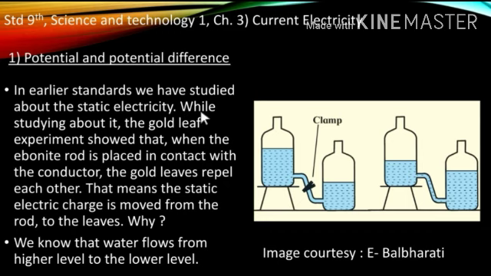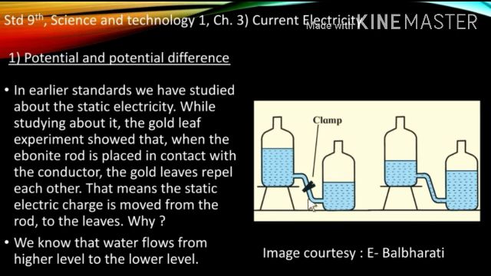When these rods are used in the gold leaf experiment, that experiment shows that when the ebonite rod or the glass rod is placed in contact with the conductor, the gold leaves which are attached at the lower tip get repelled by each other. That means the static electric charge is moved from the rod to the leaves. Why? What is the reason behind it?